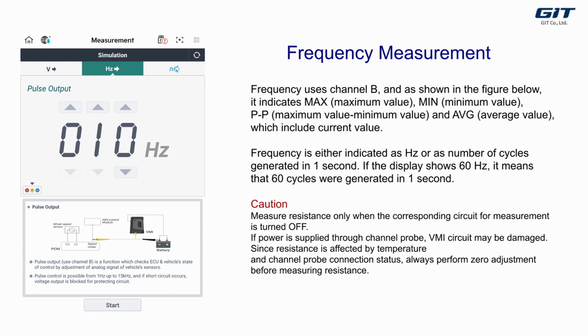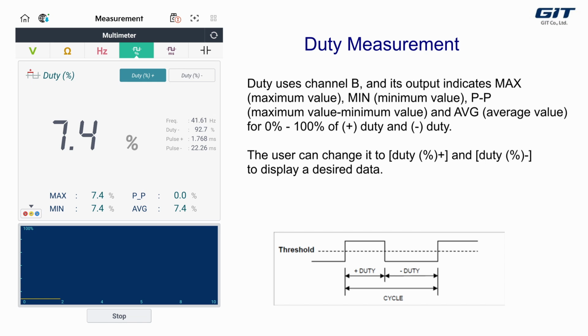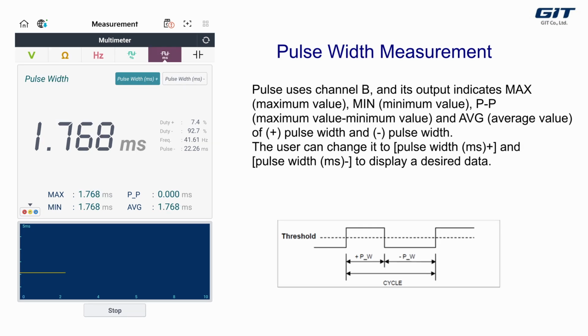Frequency uses channel B, and as shown in the figure below, it indicates MAX, maximum value, MIN, minimum value, PP, and AVG, average value, which include the current value. Duty uses channel B, and its output indicates MAX, MIN, PP, and AVG, average value. For 0% to 100%, pulse uses channel B, and its output indicates the maximum value, minimum value, PP, and the average value of plus pulse width and pulse width.